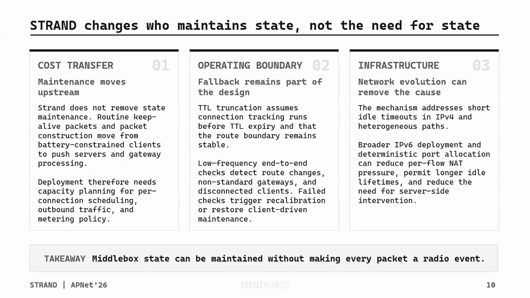To close, Strand moves state maintenance traffic and processing from phones to servers and gateways, so deployment must consider capacity and metering. It depends on middlebox processing order and stable route boundaries. Recalibration, end-to-end checks, and fallback remain necessary. IPv6 and deterministic port allocation may eventually reduce the NAT pressure behind the short timeouts, but for current paths, the main result is that a server can directly refresh a mapping without making each maintenance packet a mobile radio event.